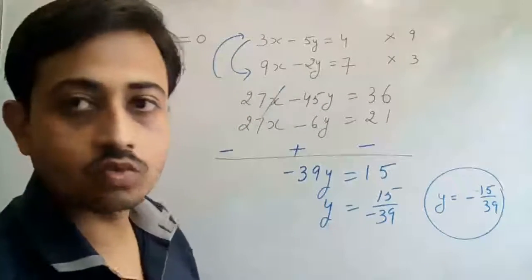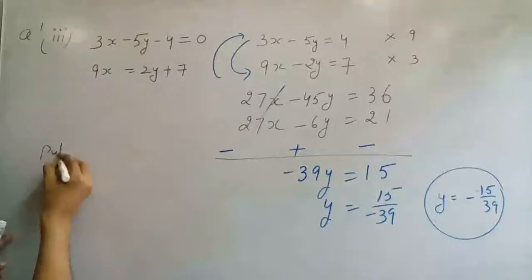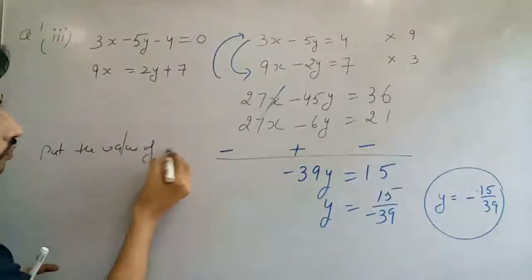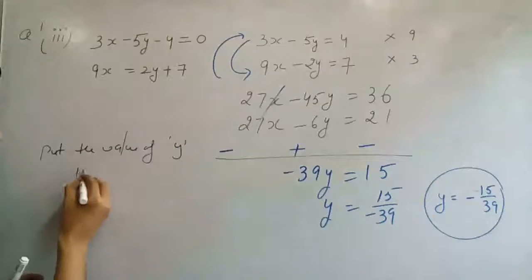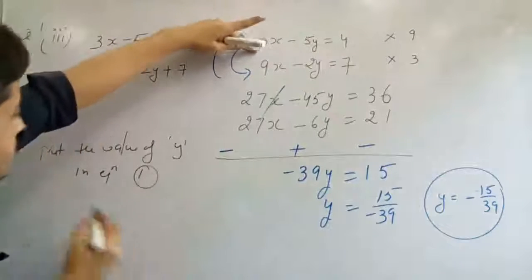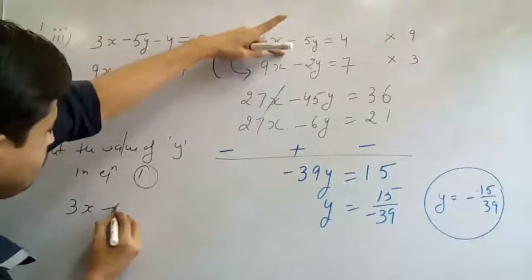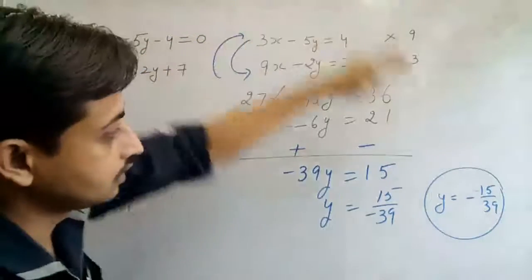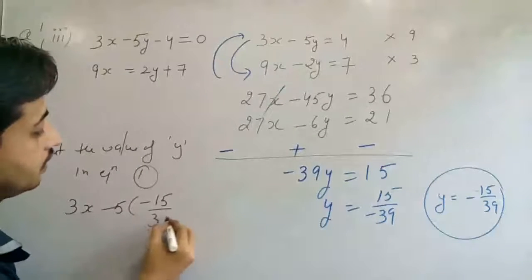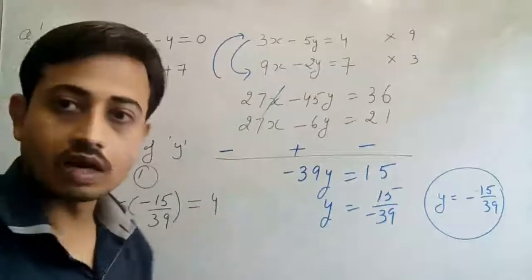Now next step is what? We have to put the value of y in equation 1. What's equation 1? This is 3 into x minus 5 into y, and the y value is minus 15 divided by 39, is equal to 4. Now you have to solve.